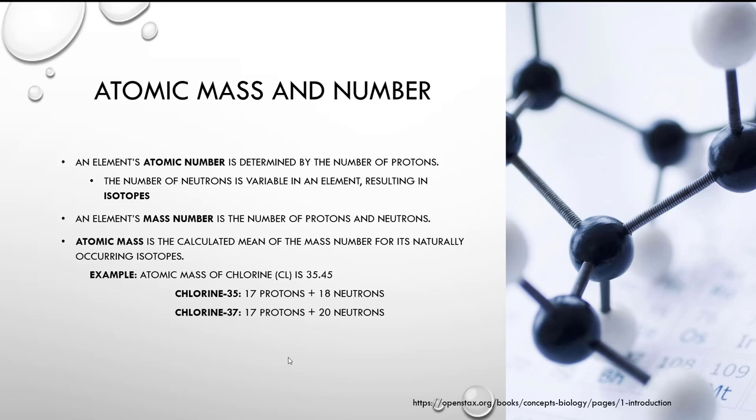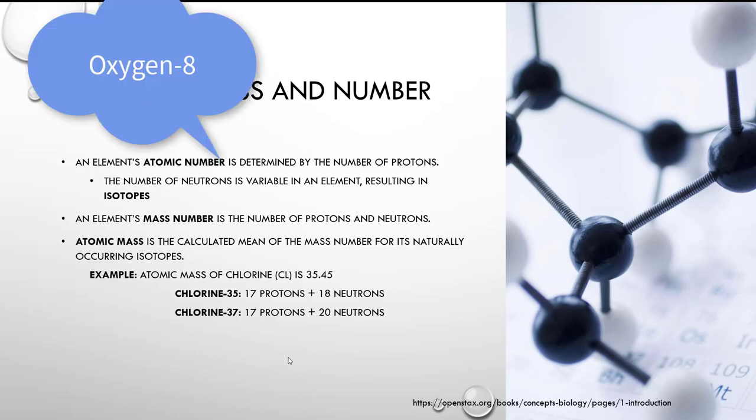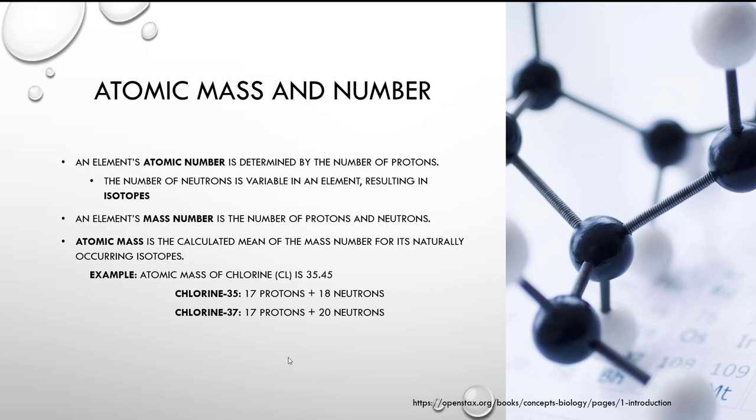So oxygen's atomic number is 8, so it has 8 protons. It will always have 8 protons. It will never have 9 protons, and it will never have 7 protons. If it had 7 protons, it would be a different element. Is that fluorine? I can't remember. So the element's atomic number is determined by the number of protons, and that never changes for that particular element. Carbon is always going to be atomic number 6 with 6 protons. Helium is always 2. Hydrogen is always 1.